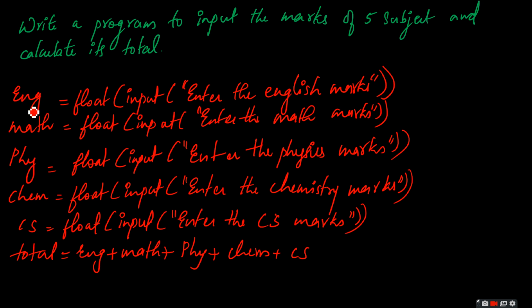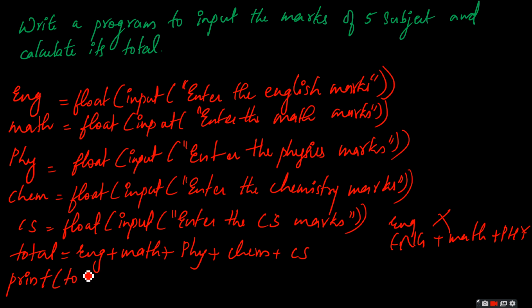If it is in capital letter and small letter, you have to mention like that. Or if you are writing like this, English plus math plus physics, it will show an error because in the variable name it is E and G. So you have to give exactly the same variable name. After that we can print the total.